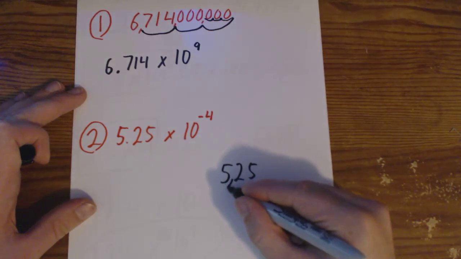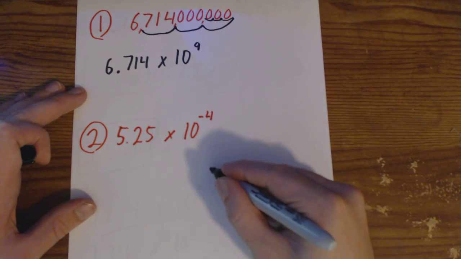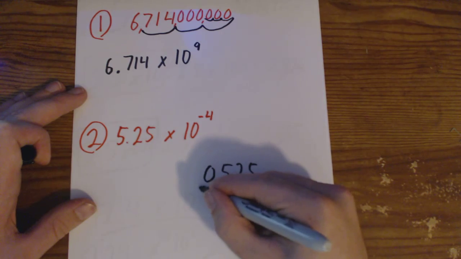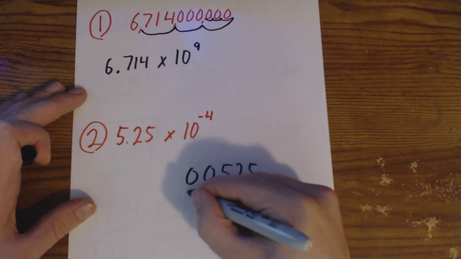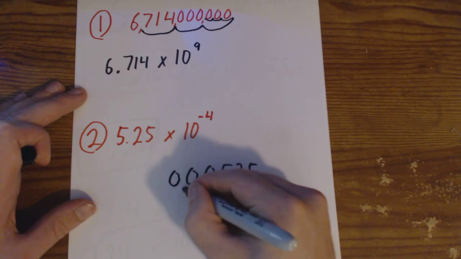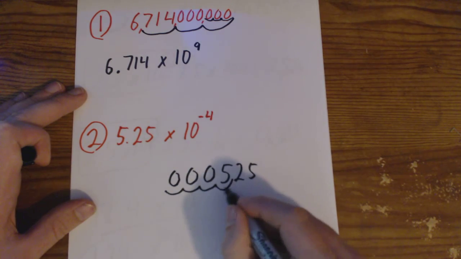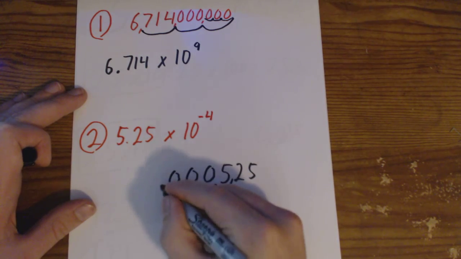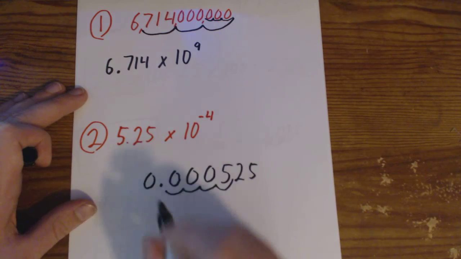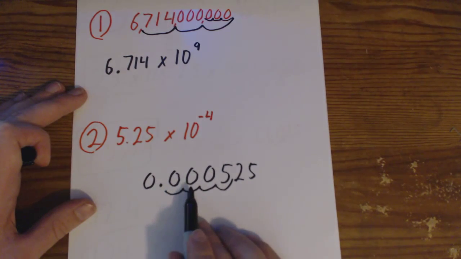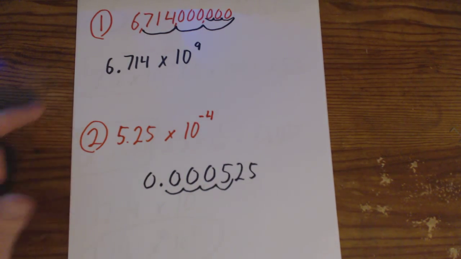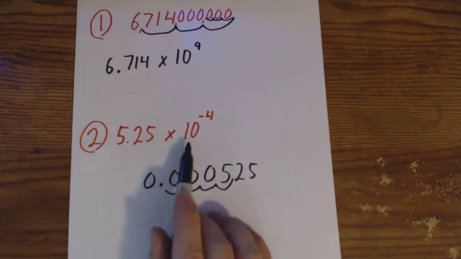So we moved it once. Okay, that's 1, 2, 3. 1, 2, 3, 4. Decimal goes here. Our answer is 0.000525.